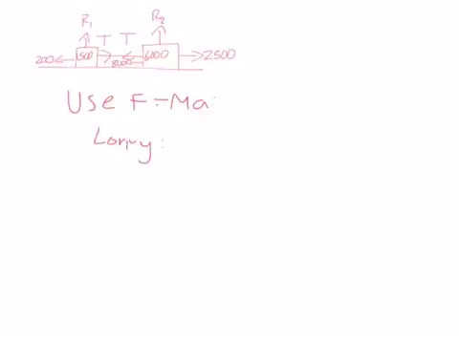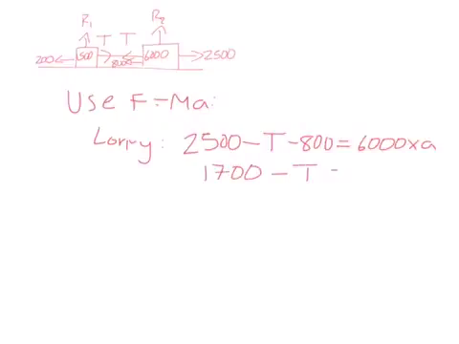and look at the forces that are acting on the lorry. So for the lorry alone, we're going to have 2,500 minus the tension minus the 800 equals the mass, so that's 6,000 multiplied by its acceleration a. If we just simplify that, we'll have 1,700 minus the tension equals 6,000a. At this stage there's nothing we can do, we've got two unknowns, so if we leave it like that and have a look at what the trailer has to say.